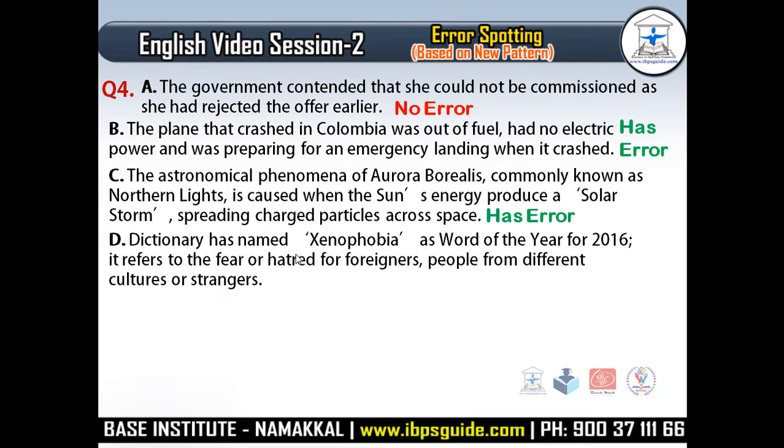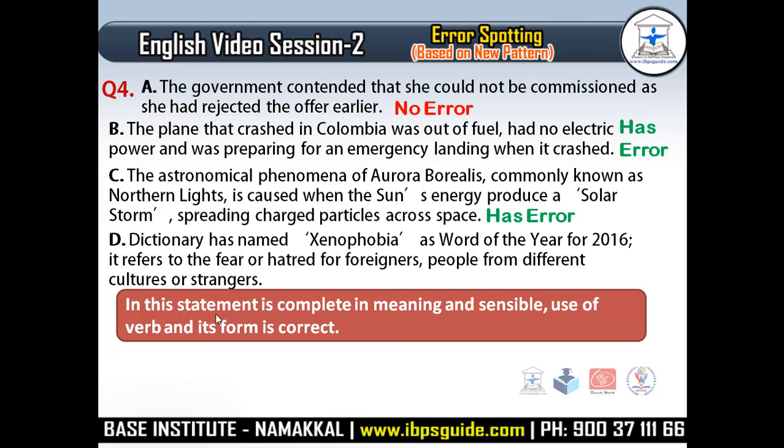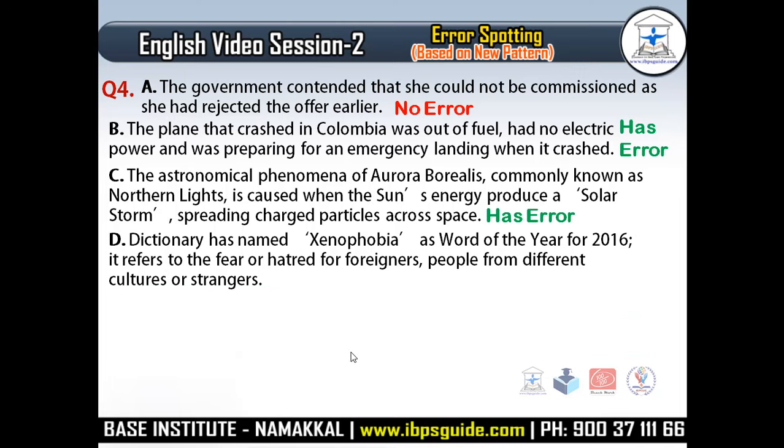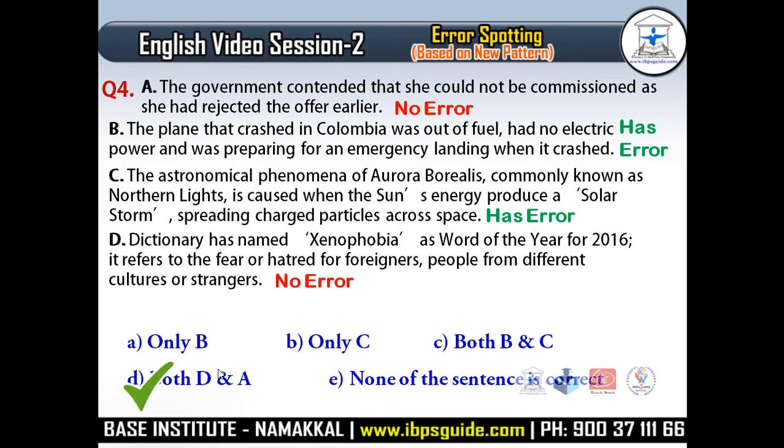Fourth statement: Dictionary has named xenophobia as word of the year for 2016. It refers to the fear or hatred for foreigners, people from different cultures or strangers. This statement is complete in meaning and sensible, and the use of verb and its form is also correct. So there is no error in it. So option D is the correct answer for question number 4.